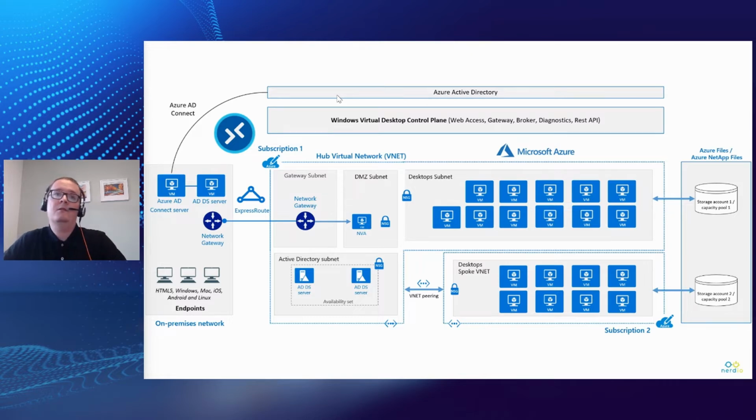So if we now want to hook up to our on-premise environment, for example, we can then deploy either an ExpressRoute or a site-to-site VPN. That will enable our machines within Azure to be able to speak back to on-prem services. So if you've got any applications or any user data, you need to make sure that you can talk to those.